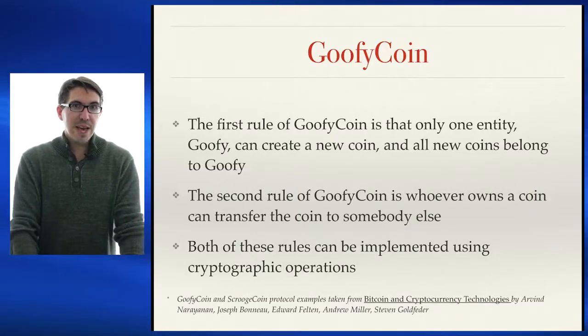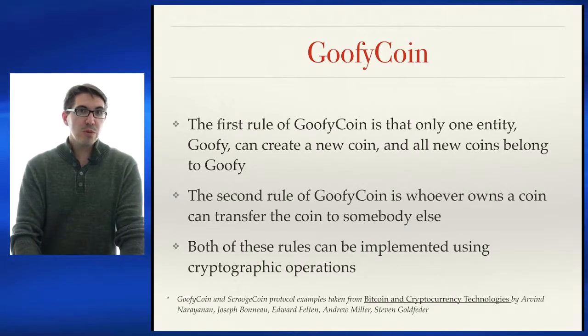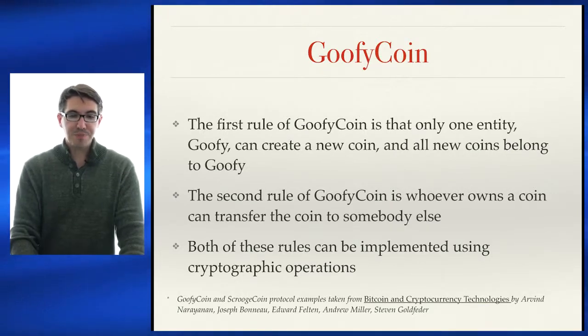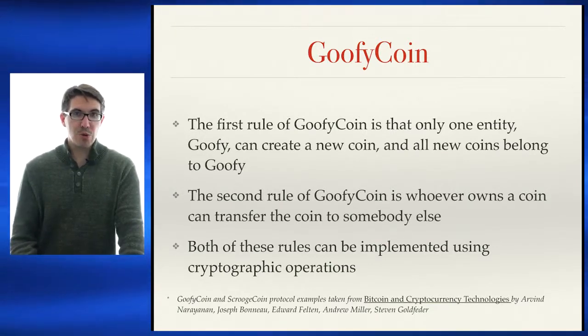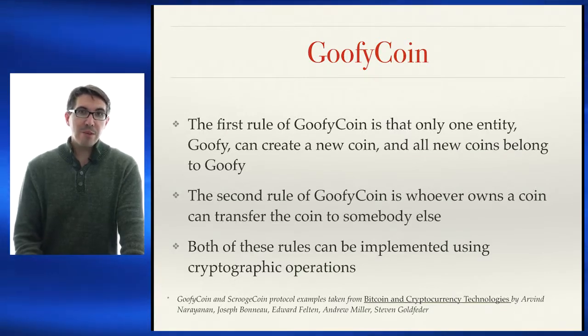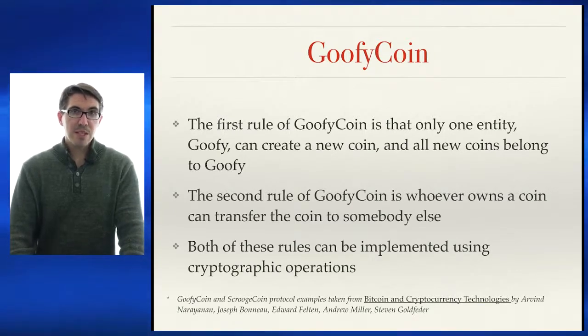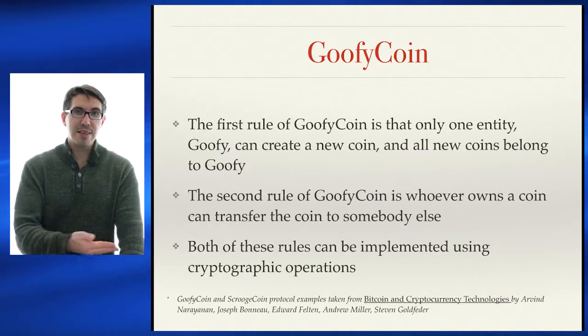So this is a cryptocurrency called Goofy Coin. And Goofy Coin has a few simple rules, but it's going to allow us to create a valid and functioning cryptocurrency. So the first rule is only one entity is allowed to generate new coins, and that's Goofy. Every time a new coin is generated, it is going to belong to Goofy. The second rule of Goofy Coin is whoever owns a coin can transfer the coin to somebody else. So this is what we want. Goofy will be able to generate coins, and Goofy can then send those coins to others. Those people can then send them to others on their way.